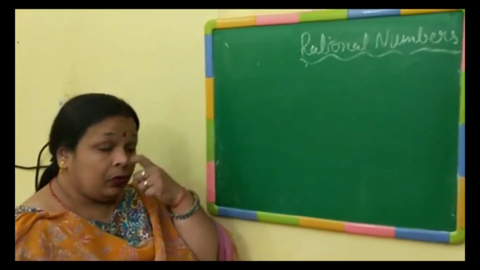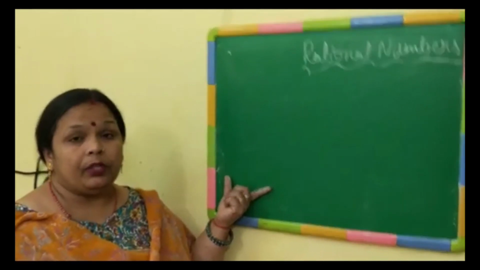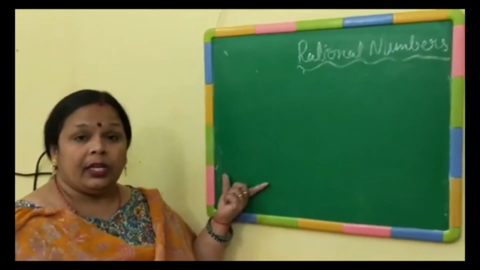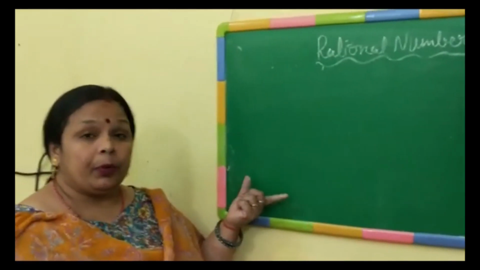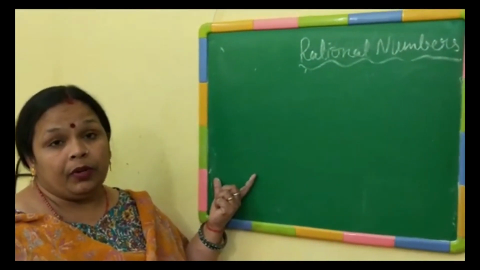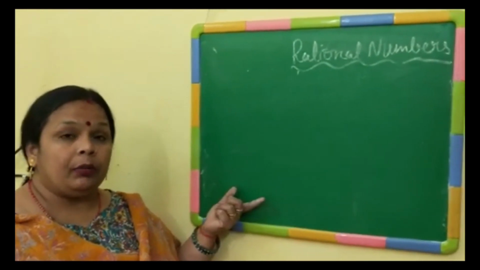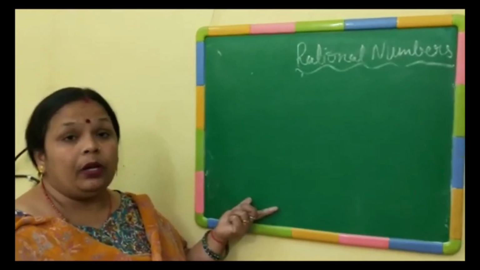Now, what we have done so far: we have learned the definition, the types of rational numbers as positive and negative, and the property that when we multiply the given rational number by an integer, we get an equivalent rational number. When we divide, we get another equivalent.